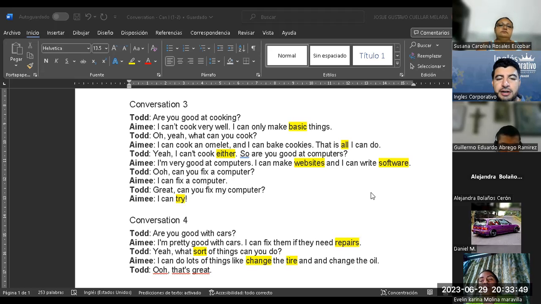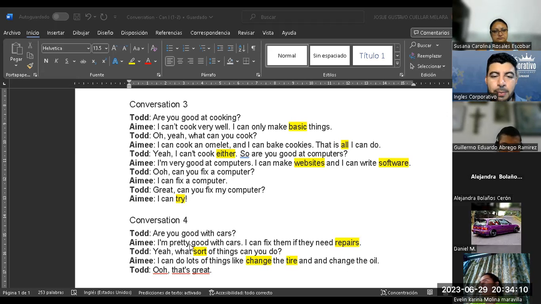Number 4. Are you good with cars? I'm pretty good with cars. I can fix them if they need repairs. Yeah. What sort of things can you do? I can do lots of things like change the tire and change the oil. Oh, that's great.